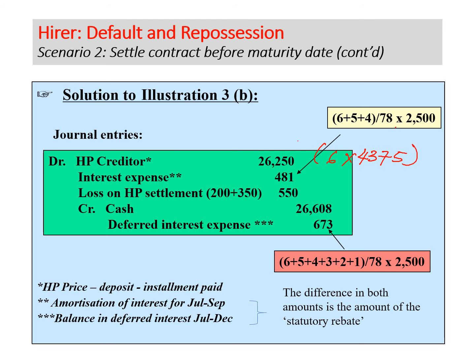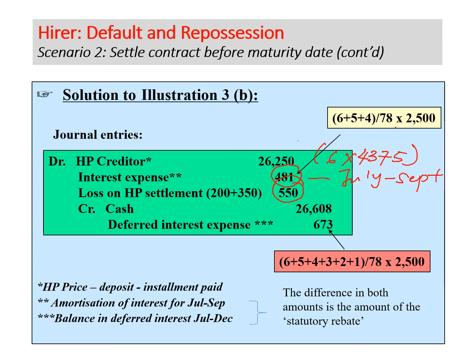Then for the interest expense, this interest expense represents the interest that Shelix Berhad has to bear for the month of July until September. So this is the amount of interest that Shelix Berhad has to bear. As for the loss on HP settlement, the amount is actually 550. So in order to get 550, you take the storage and repossession cost to be borne by Shelix Berhad. So this is the amount of the loss on HP settlement.